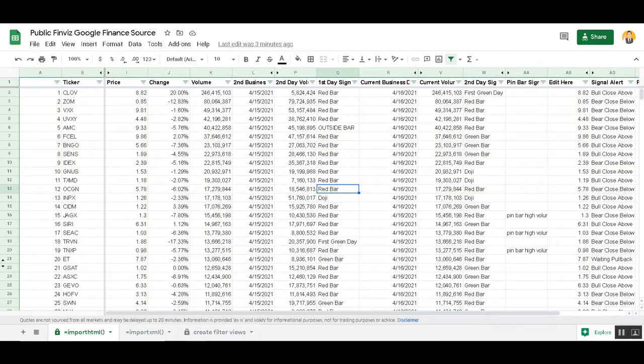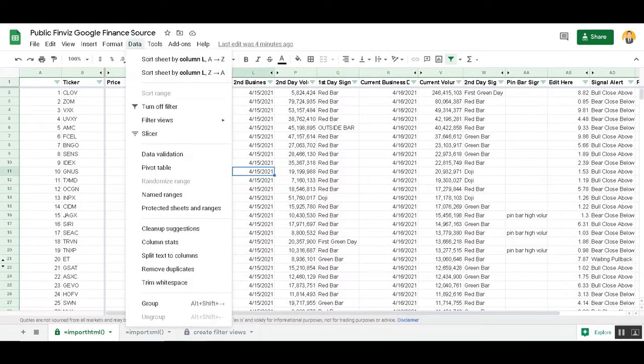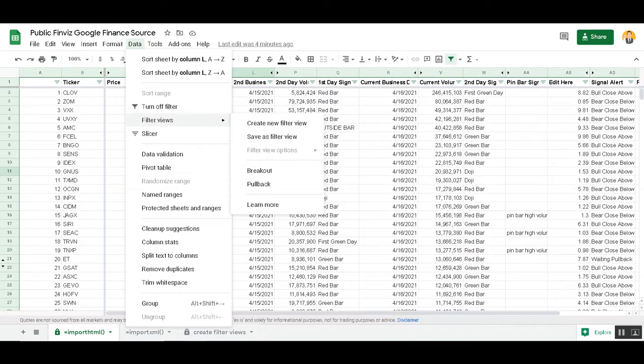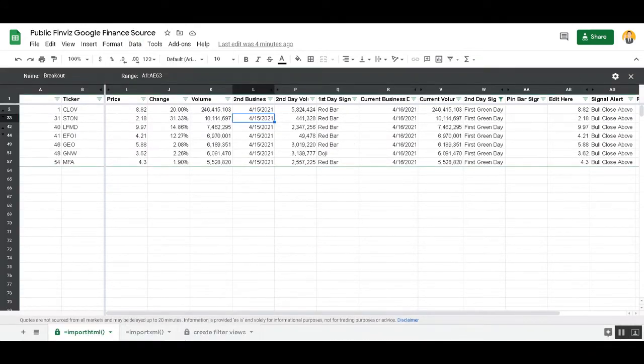Okay, so before I start this video, I already created a filtered view, and I only look for two signals: breakout, where the market shows strength, and weakness, where the market breaks out and pulls back. So let's dive into breakout. Filter views, breakout. Okay, as you can see, there's a couple of tickers that already illustrate the type of setup that I want to look at.